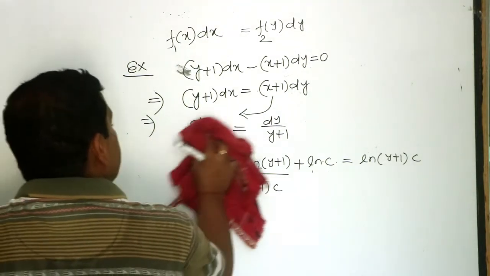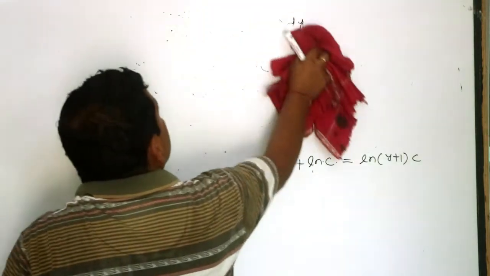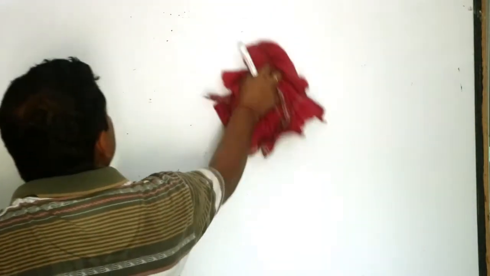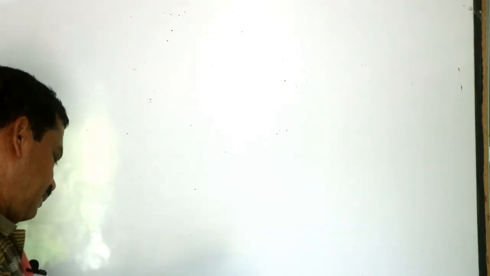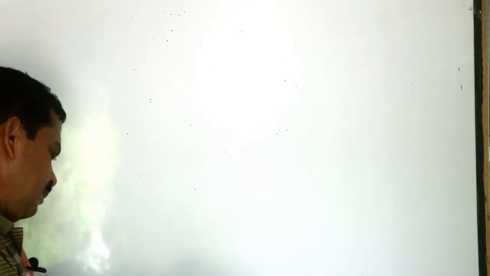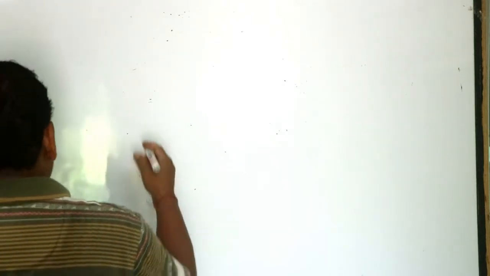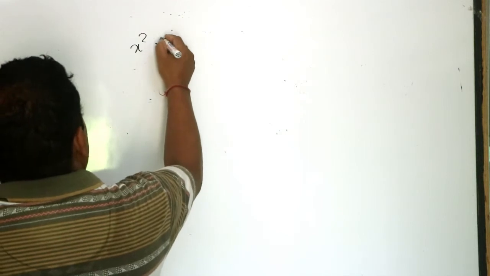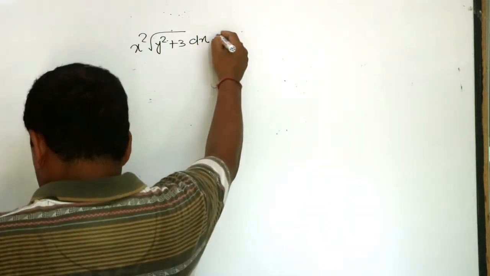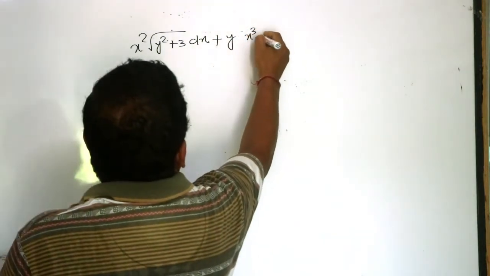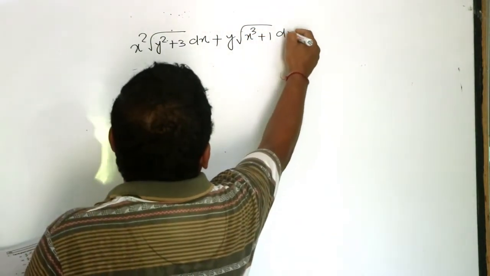Another example. Suppose the differential equation is of the form x square into root over (y square plus 3) dx plus y into root over (x cube plus 1) dy equals 0.